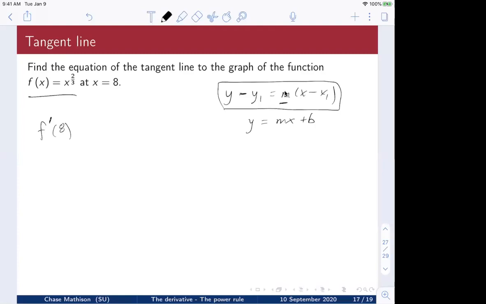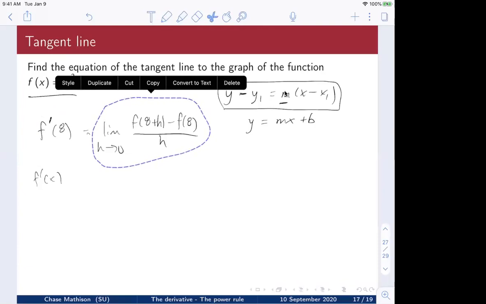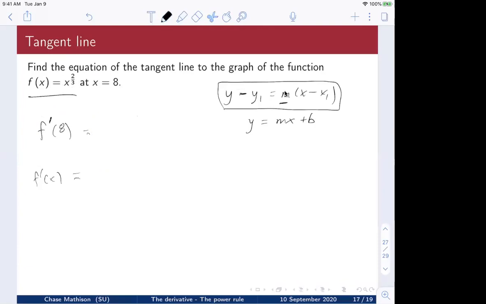Okay. So before, when we only knew the definition of the derivative, we might have looked at the limit as h approaches 0 of f of 8 plus h minus f of 8 divided by h. This is specifically f prime of 8. Now, with the power rule, it's much easier to just find f prime of x immediately and then plug in 8. It's also more convenient if you need to plug in multiple different values. So we're not going to be doing this. We're going to first find f prime of x. So what is f prime of x here?